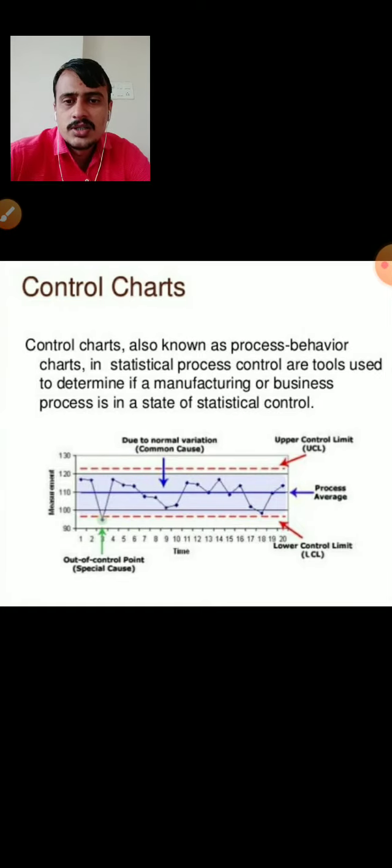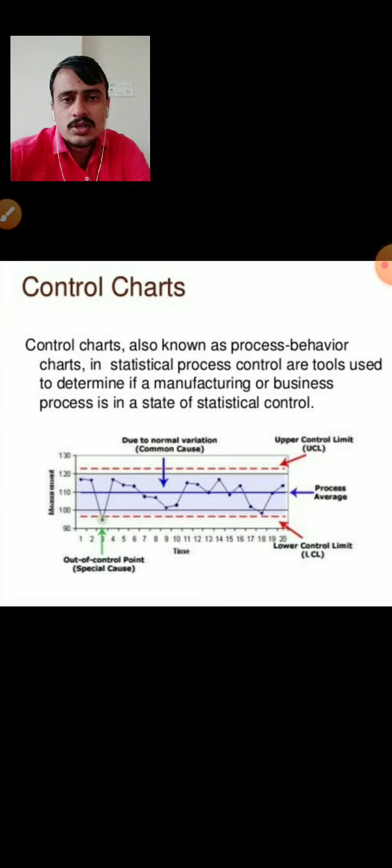Then control chart. See the figure of the control chart. The horizontal axis is time and the vertical axis is the measured point of view. The dotted red line on the lower side is the lower control limit and the dotted red line on the upper side is the upper control limit. An out of control point is a special cause below the LCL. Here see the green arrow for the out of control point.